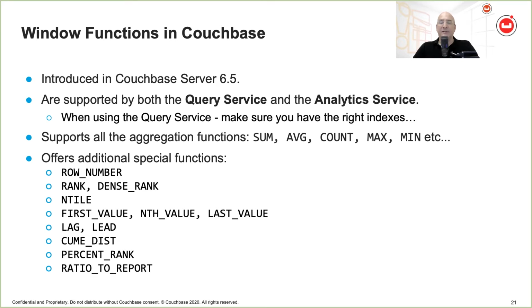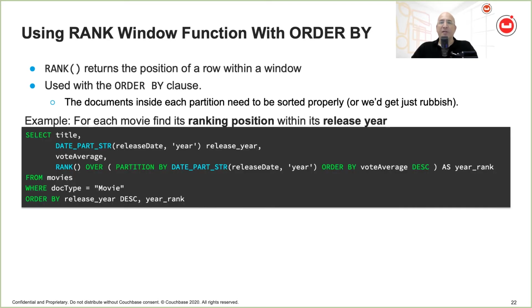Let's examine these functions. The first special window function I'd like to talk about is the rank function. The rank function returns the position of a row within the window defined. Here is an example of the rank function. The window definition partitions the result set by the release year of the movies, so every year is calculated separately.